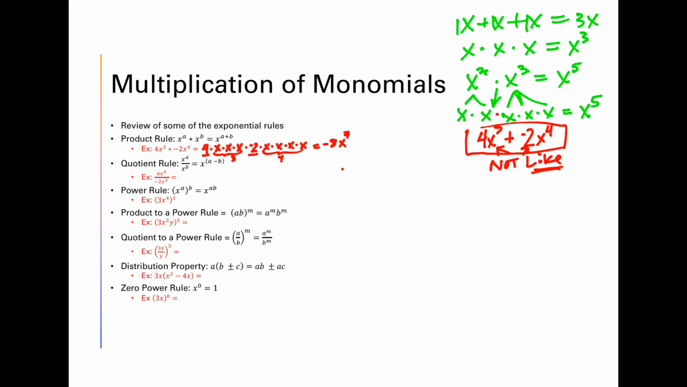Okay, the next rule is the quotient rule, where we have x to the a over x to the b. And so we're dividing, right? We're taking this, we're dividing it by that. Here we were multiplying. Here we are dividing. So product and quotient, those are opposite operations. And so it kind of follows that we do the opposite thing with that power. We subtract them rather than add them.